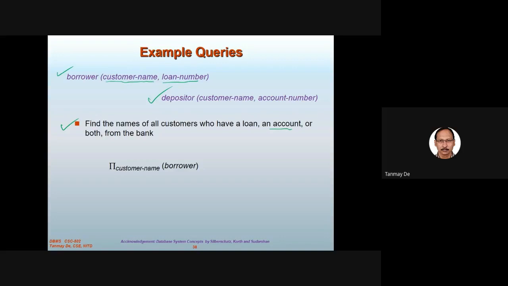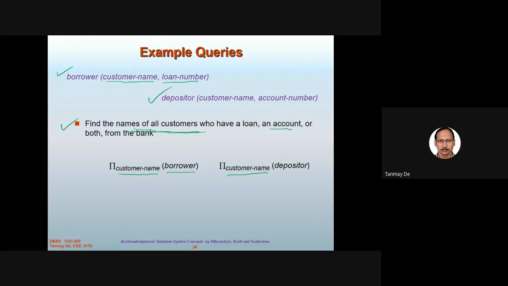So from the borrower relation, we can get the customer name, only the customer name. We are not interested in the loan number or account number. From the depositor relation, we use the project operation on customer name. This picks up only the customer name attribute from the depositor relation. Similarly, from the borrower relation, we only consider the customer name, not the loan number.